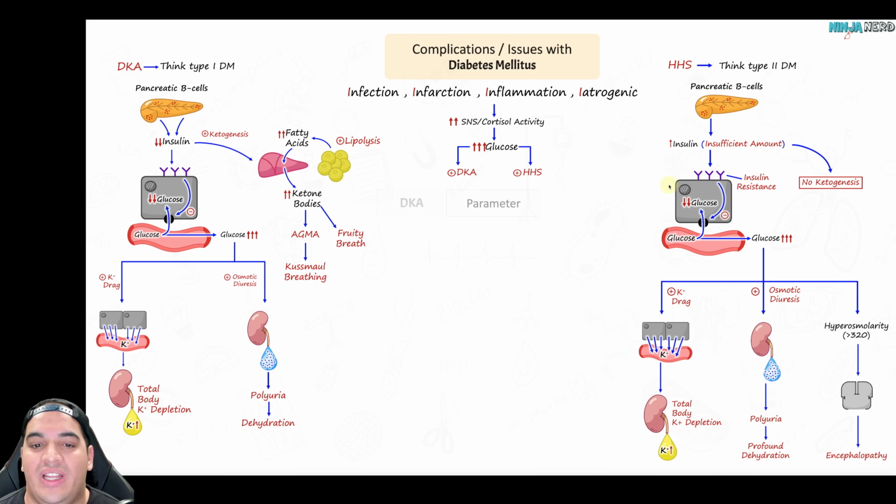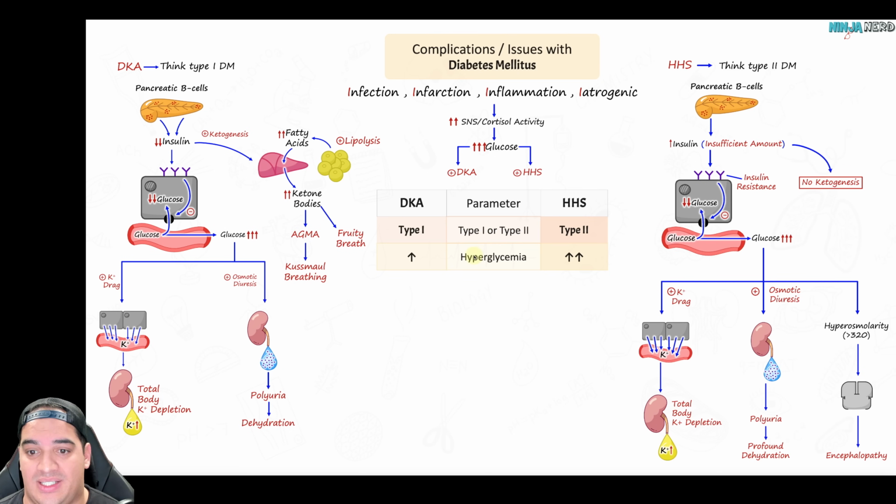To really recap this, I think the big thing to remember here, in between these two, is type 1, type 2. Again, when we're thinking about DKA, it's more likely type 1, HHS, more likely type 2. Which one's going to have more significant hyperglycemia? HHS can get up into the 600s or greater. DKA can get above 250. Dehydration, HHS is going to be profound hyperglycemia that's going to cause significant osmotic diuresis, polyuria, and profound dehydration. DKA, they will be dehydrated, but not as significantly.